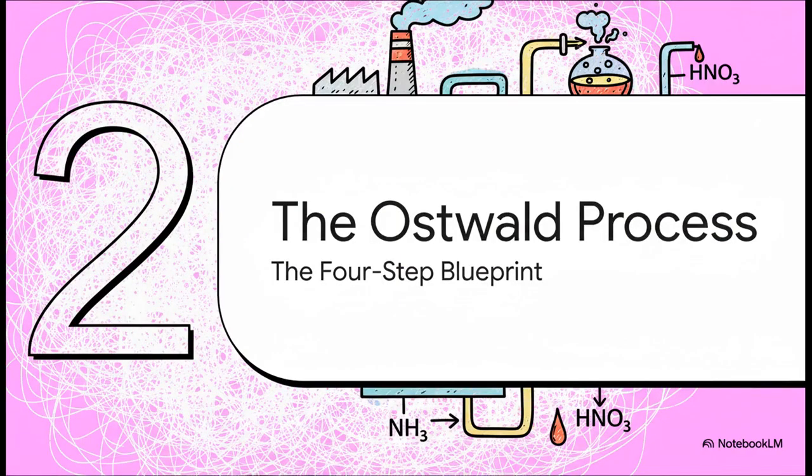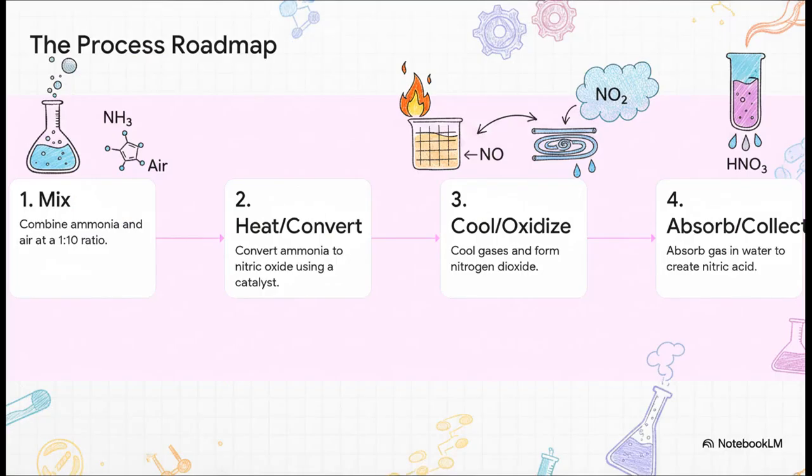So this specific method we're going to walk through is called the Ostwald process. The best way to think of it is like a four-step blueprint, a recipe that's been fine-tuned over the decades to make nitric acid efficiently on a huge scale. And here's our roadmap for the day. It all kicks off with a simple mix. Then, that mixture gets heated up and converted inside a reaction chamber. After that, the gases that come out are cooled and changed again, and then finally, they're absorbed in water to create the acid. So, let's jump into the details of Step 1.